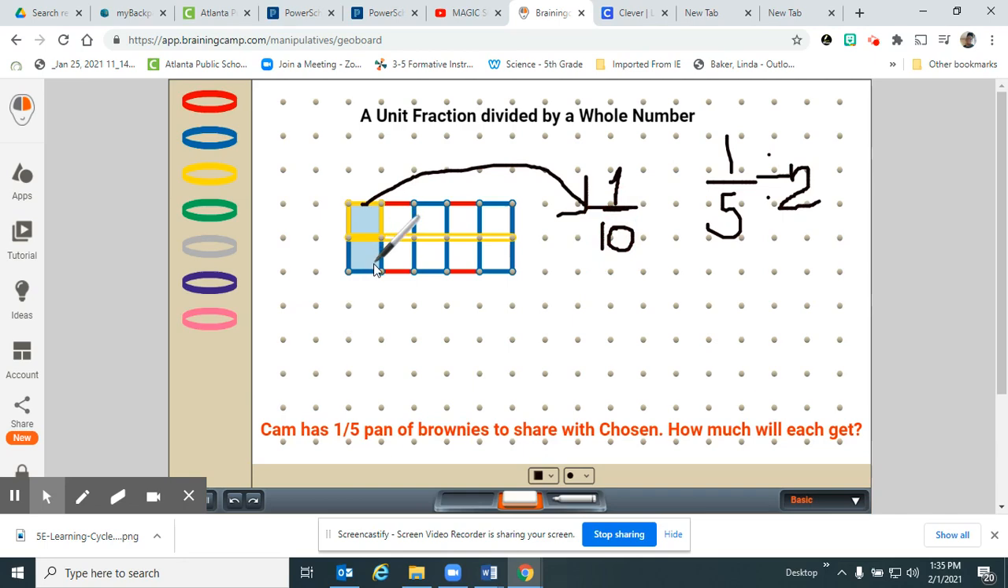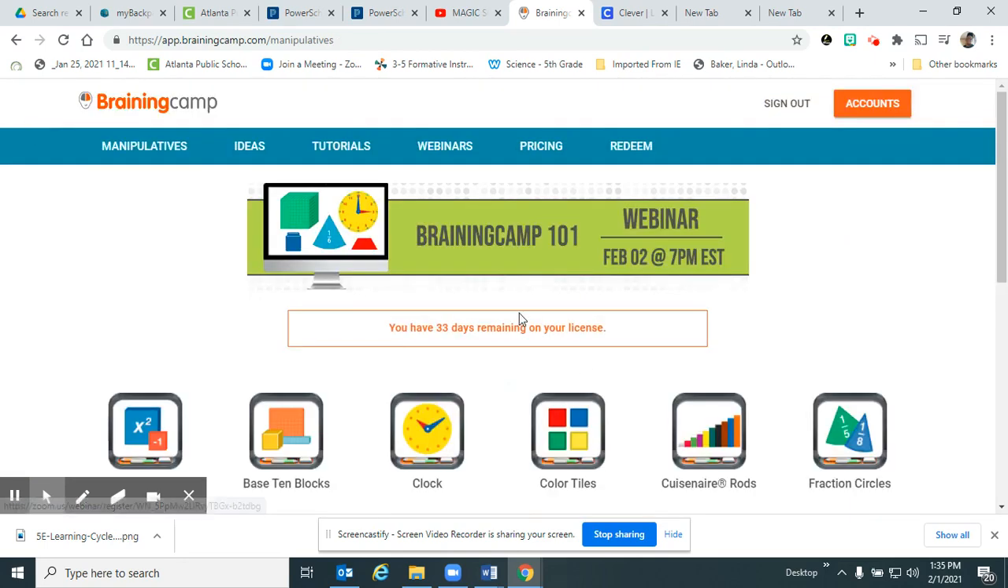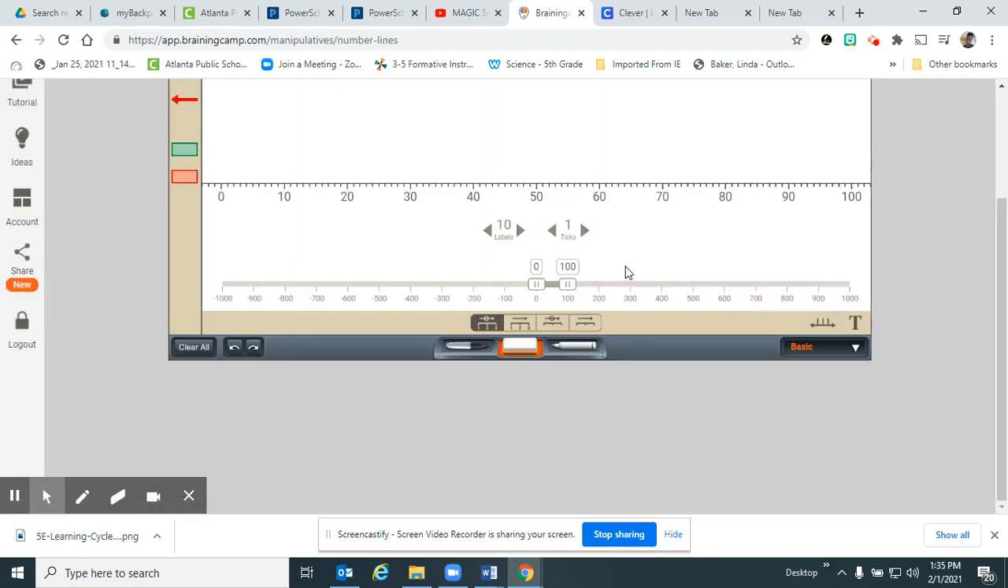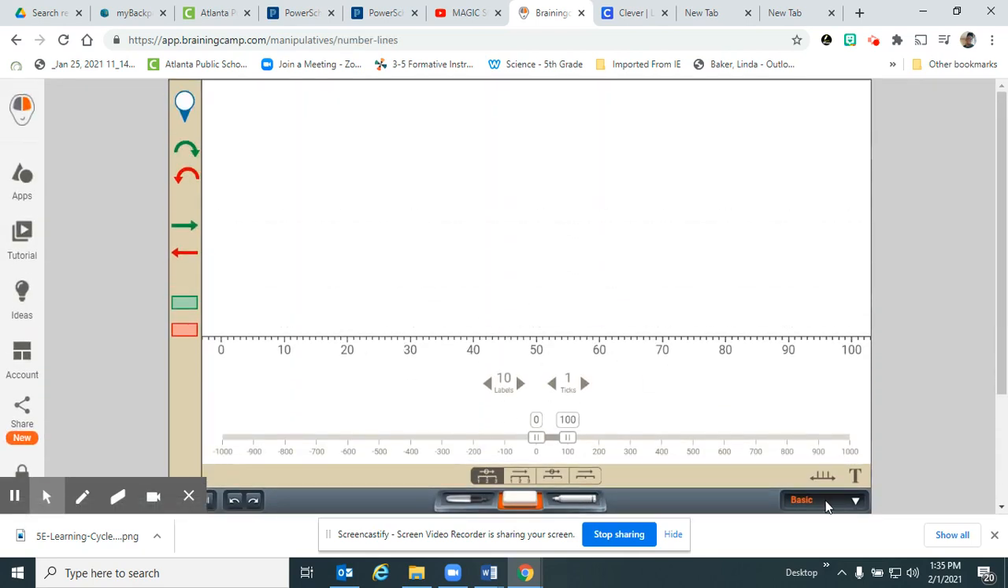This is Chosen's amount. Now, let's go to a number line, because you guys know I love a good number line. So if we go to the number line, here we are. We want to change this right here to fraction. So click here, go to fraction. I only need this to go to 1. That's great, but I need this to be split into fifths. Or some of you may be thinking, well, in the other one, it was split into tenths. You're correct, but let's start right here with the fifths.